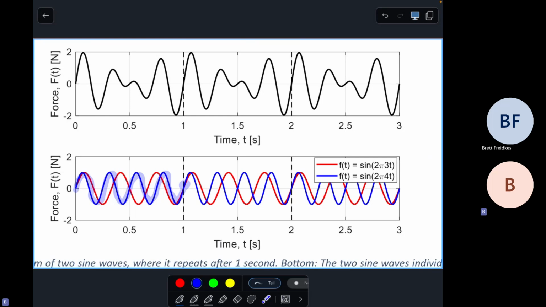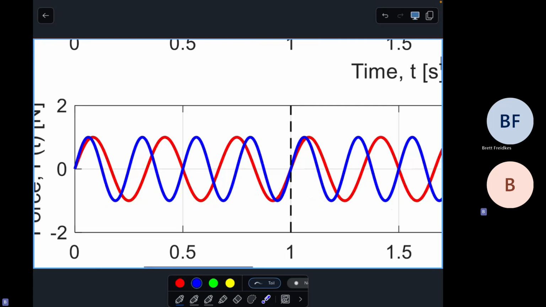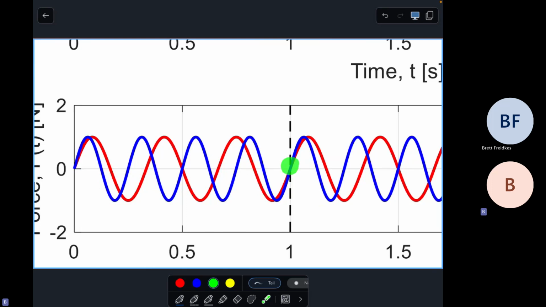Now, if you look at the two together, they are both doing their own thing. But what we see is that eventually they both start over at the same time at 1 second. There is no other time where they overlap perfectly and they share the same force value. Remember, force is the y-axis in this example. Besides at 0, the next time where they're equivalent, where they overlap perfectly, is here. Do we buy that? Do you see that? Anybody not see that?